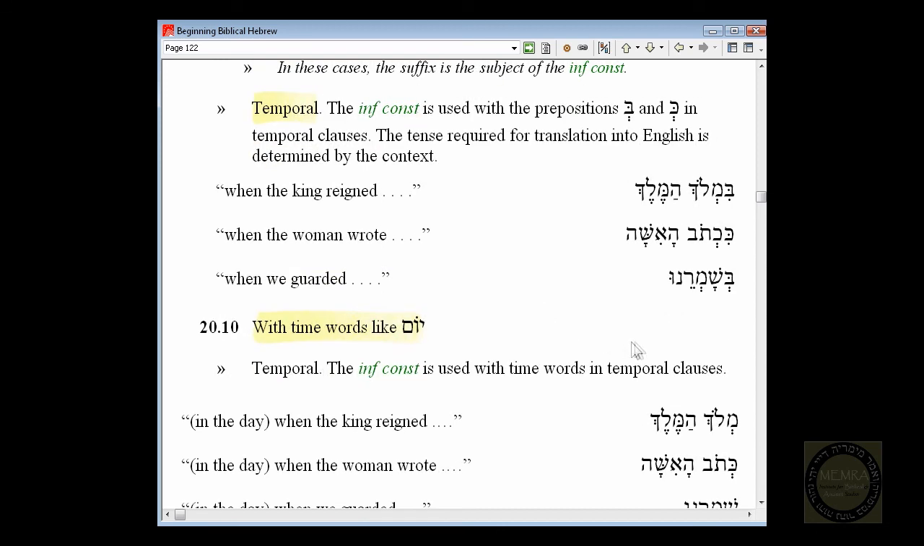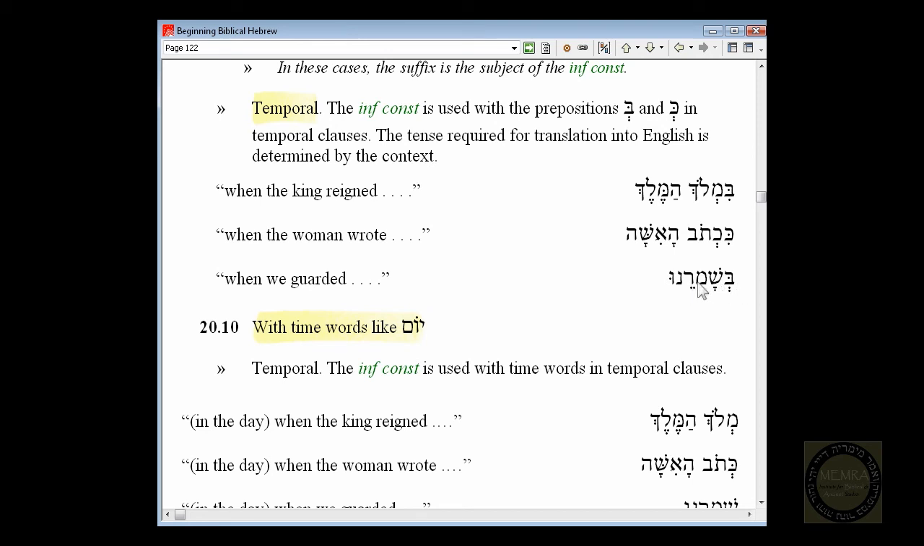Sometimes, if we go down here to the situation with bet with an infinitive construct and we translate it temporally, again, we don't translate it like the normal infinitive to whatever. Bet or kaf are translated when, like right over here, because they sort of set a time for the verbal action. That's why they're called temporal, a temporal use here. So when you have bet, verb form, you think, oh, infinitive construct, and it's a bet. That means it's temporal. That means I'm going to translate it when.